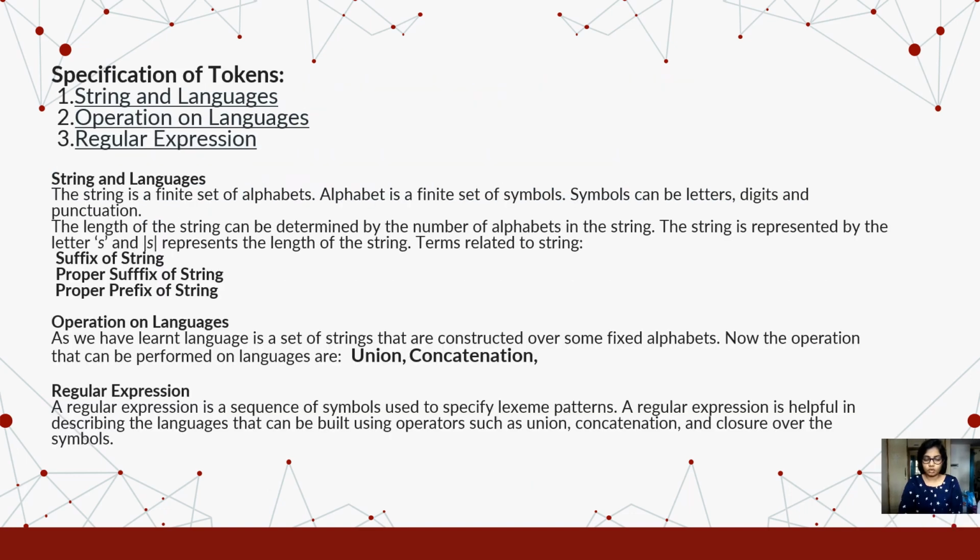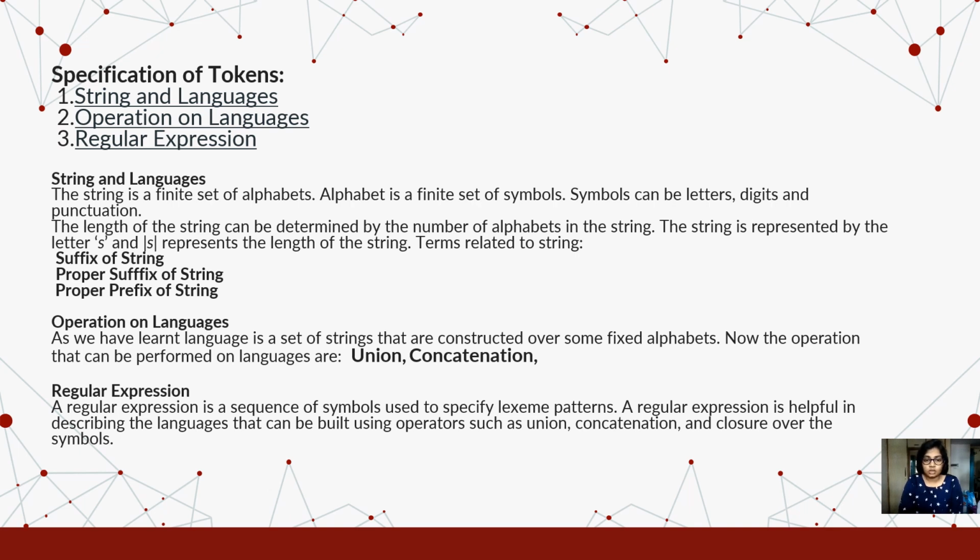Specification of tokens involves strings and languages, operations on languages, and regular expressions. Strings and languages. A string is a finite sequence of symbols from an alphabet, and an alphabet is a finite set of symbols. A symbol can be letters, digits, or punctuation symbols. The length of the string is the number of symbols it contains. The string is represented using the letter s, or the modulus of s.